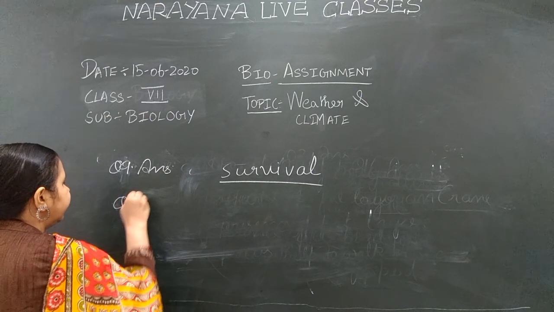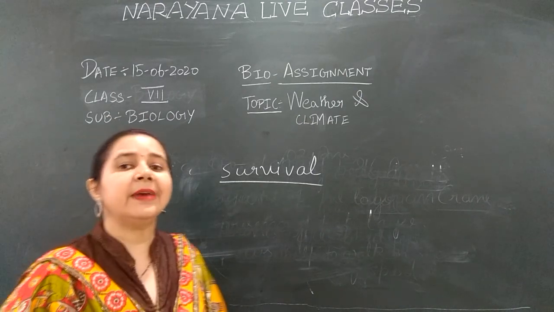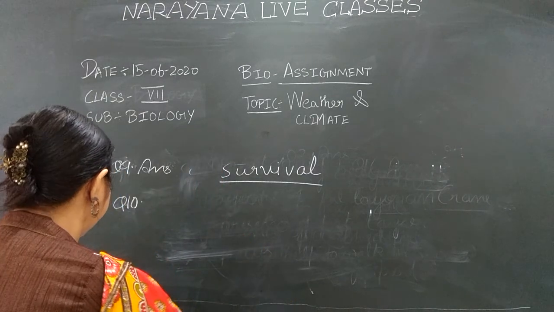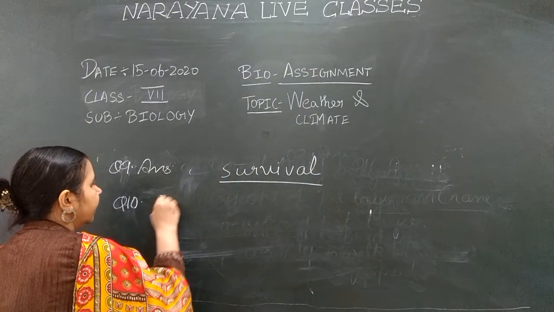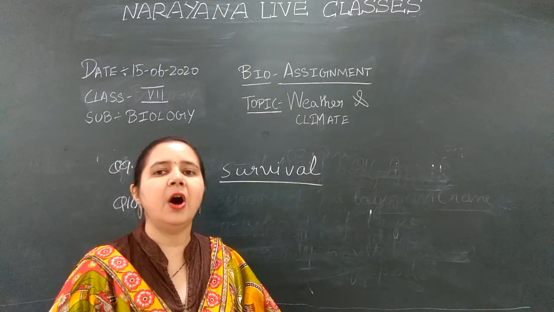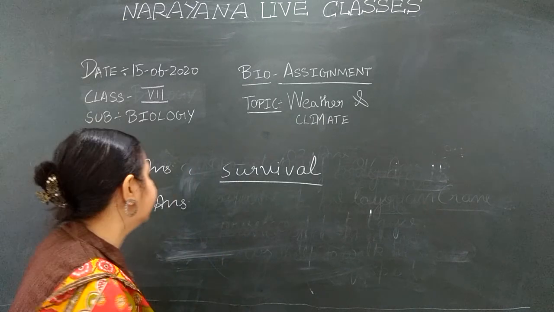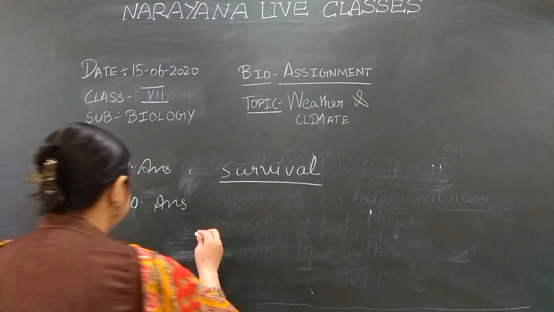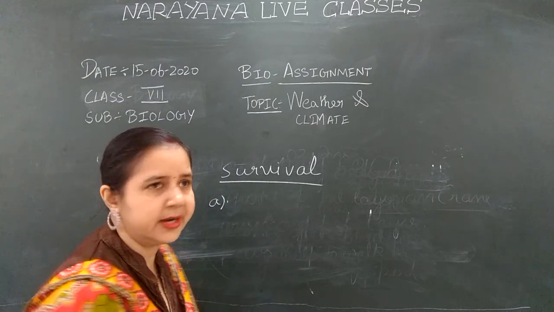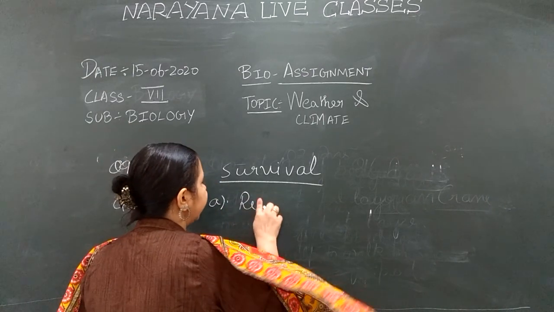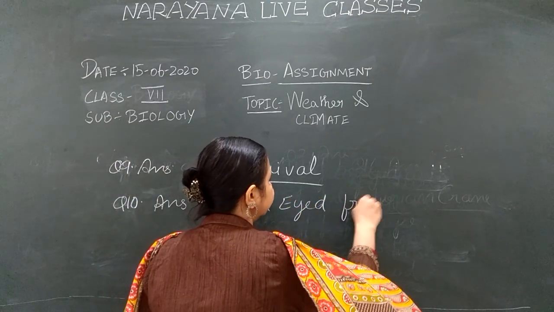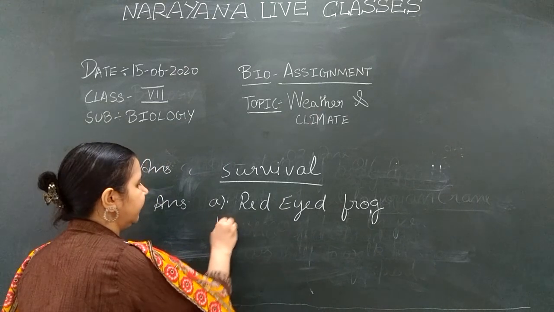Now, question number 10 is, give the names of any two animals present in the tropical rainforest region. We know that the tropical rainforest is warm and humid and many varieties of animals are found over there. So, the names of the animals found in the tropical rainforest. First of all, it is the red-eyed frog. Then, a bird named toucan.